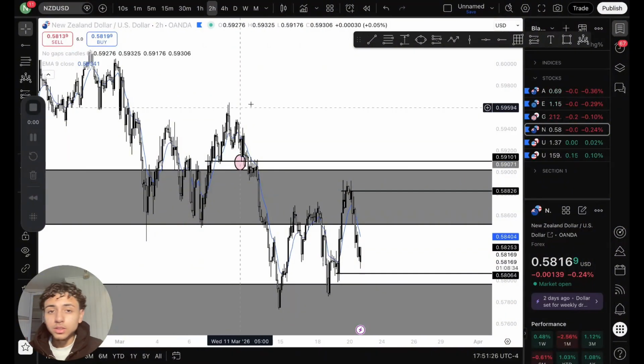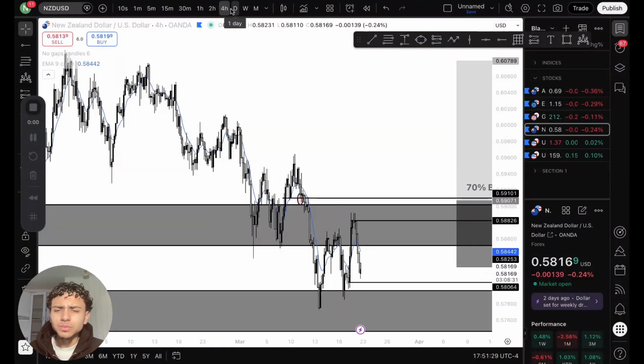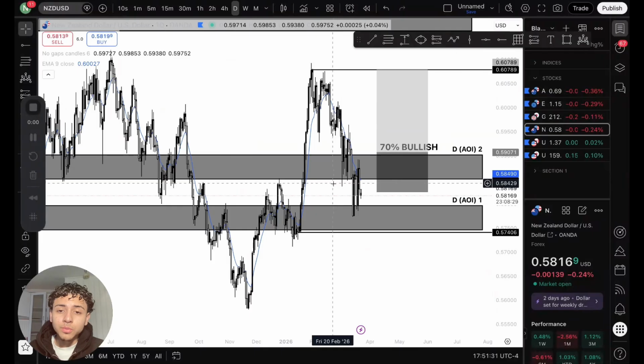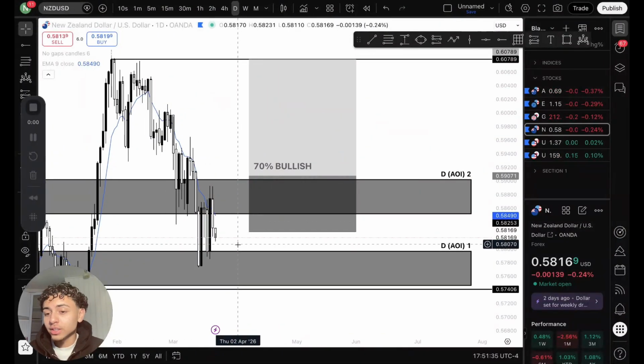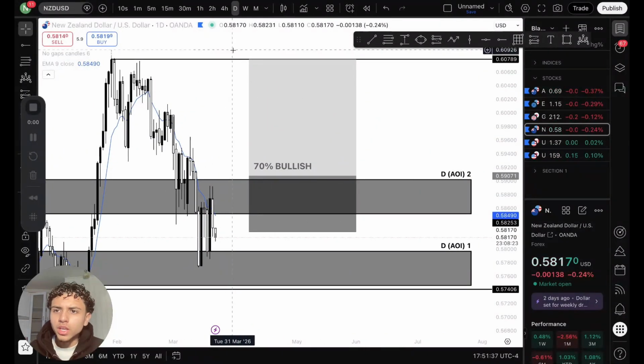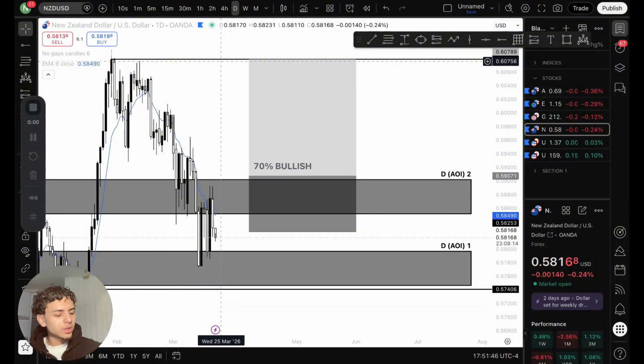So that's a good thing to see as well when you are trying to enter the market. If you see a head and shoulders, that's another great sign that the market is going to go the way you want it to go. So that's how I usually trade as well.